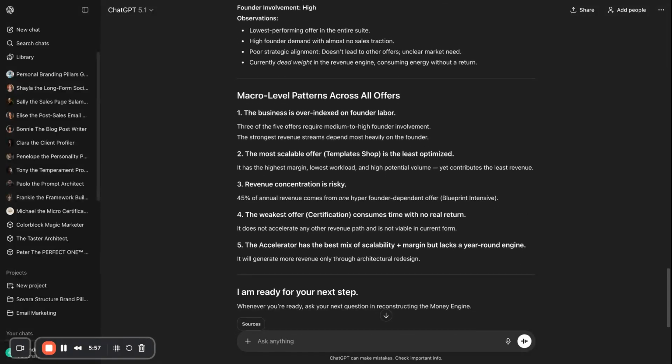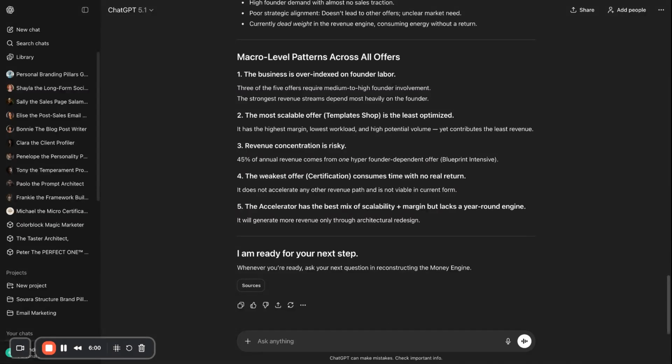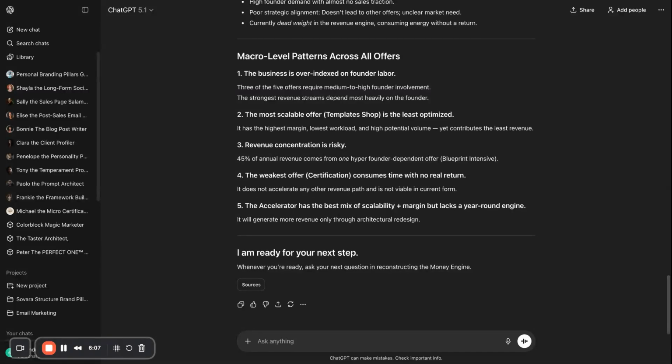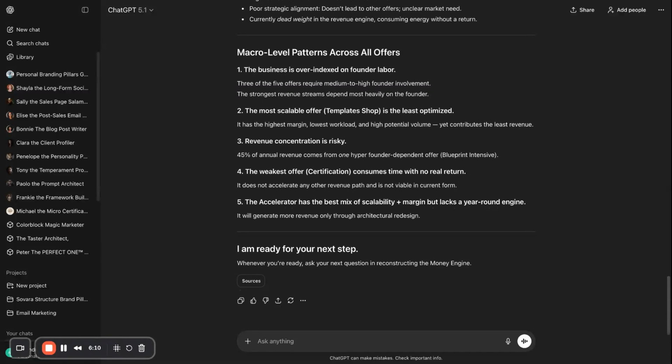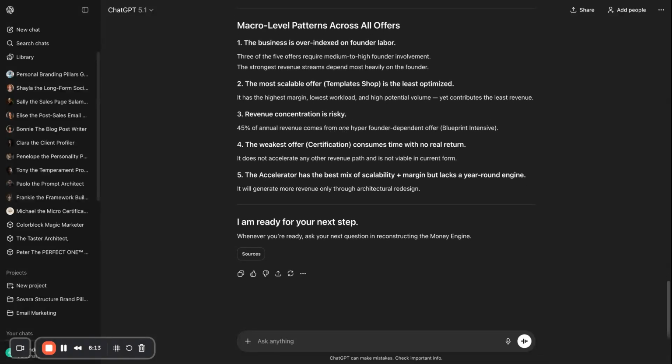It's giving me macro level patterns, right? So it's telling me that the business is over indexed on founder labor. So it's highly dependent upon the founder based on the offerings. It's telling me what its most scalable offer is. It's telling me here revenue concentration is risky. 45% of the annual revenue comes from one hyper founder dependent offer, which is the blueprint intensive. So again, remember the whole purpose of this is to be able to increase your revenue without increasing the stress, without draining your life force, and without crushing your team.